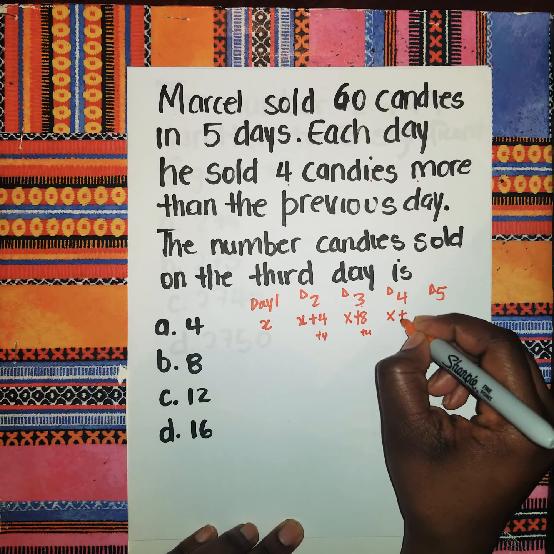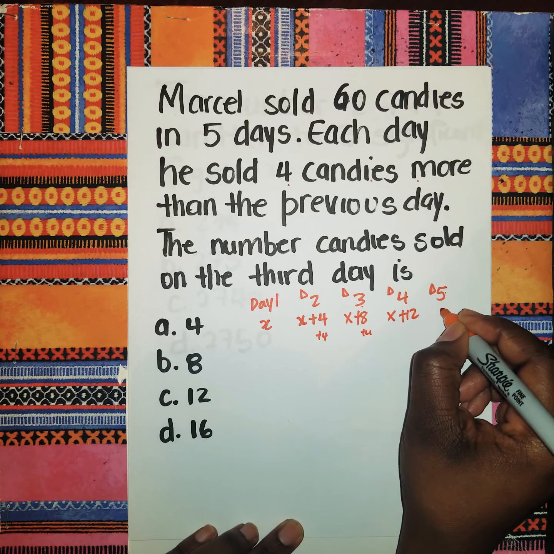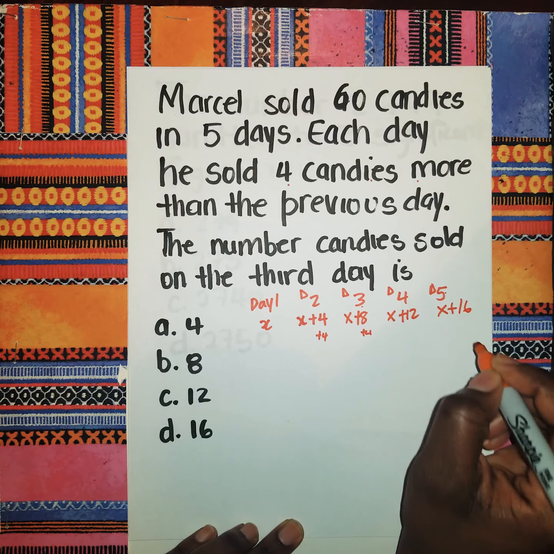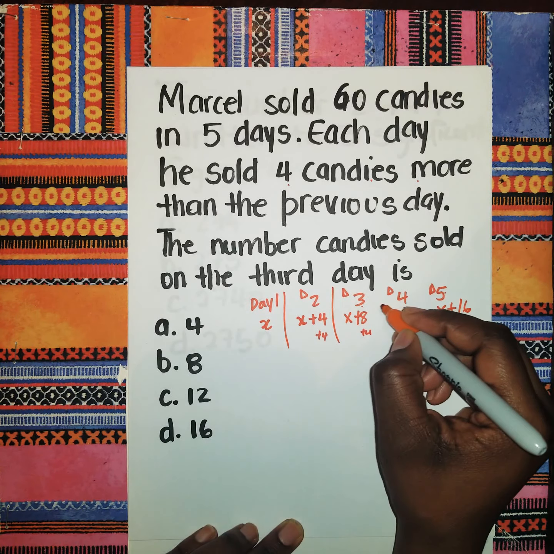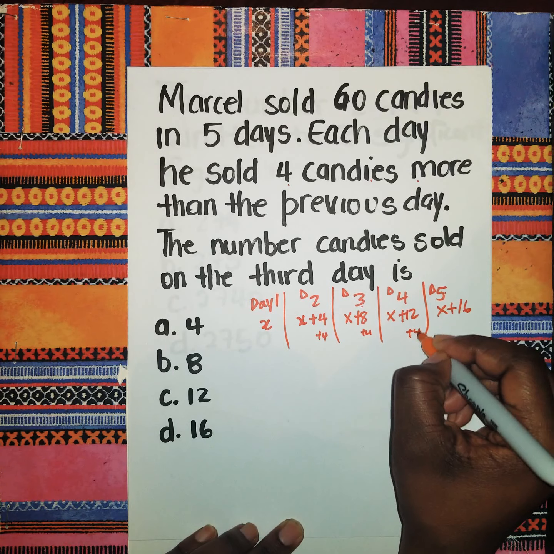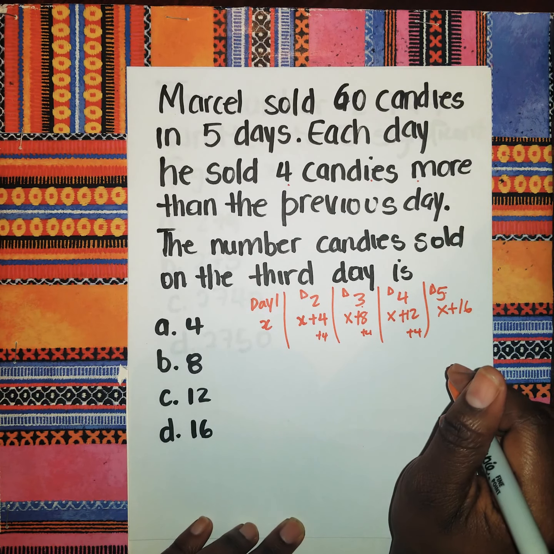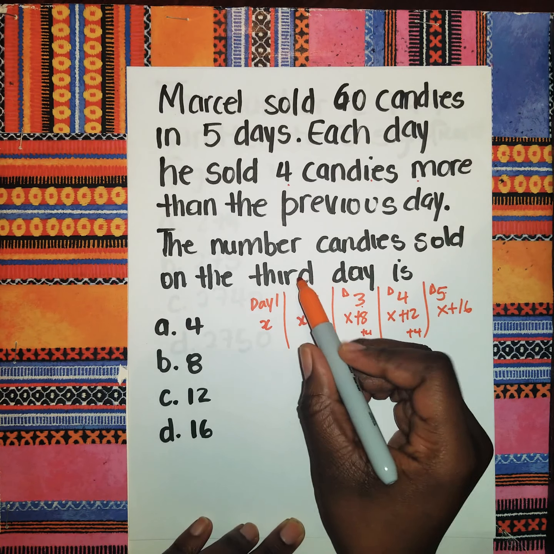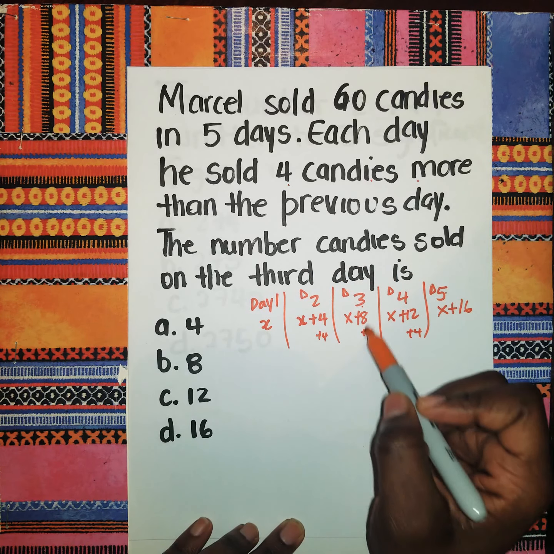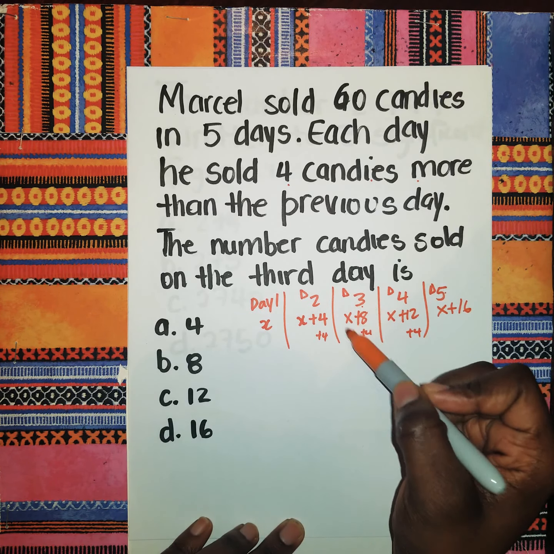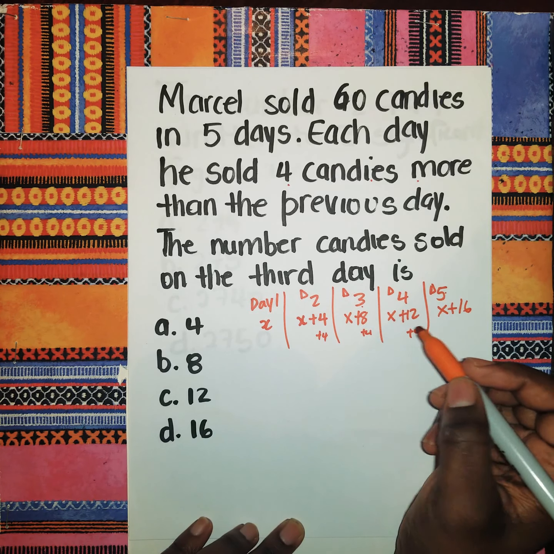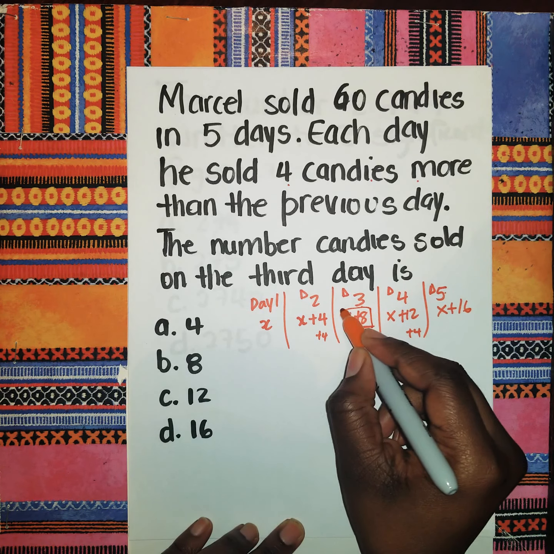So it's X plus 12. For the 5th day, X plus 16. So this is basically giving you day 1, day 2, day 3, day 4. Alright? I hope that part was clear. From here, guys, you said the number of candies he sold on day 3. So basically, we'll be using this scenario in the end.